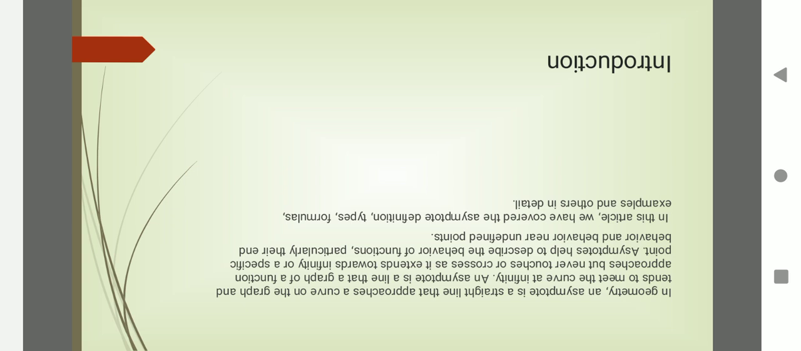So why are we discussing asymptotes? Because they help to find the nature of the curve, its behavior, particularly its end behavior, where it starts and where it ends, and the behavior near undefined points, where the curve is undefined. In this article we cover the asymptote definition, types, formula, examples and others in detail. So we will discuss the definition, its types, and its methods to find them.